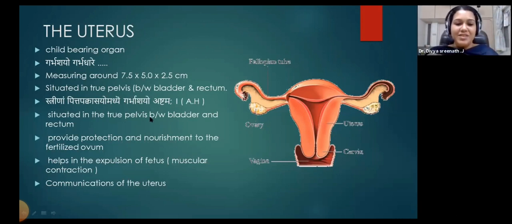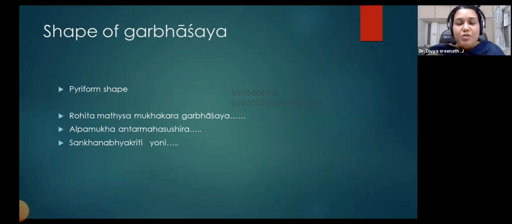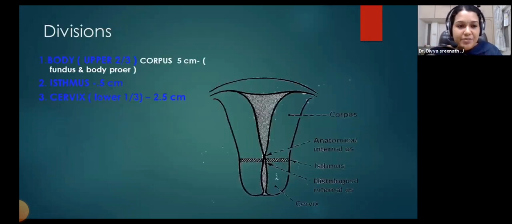The main function of the uterus is to provide protection and nourishment to the fertilized ovum. It also has a strong muscle that provides severe contraction during labor and helps in the expulsion of the fetus. The shape of the uterus is piriform, and in our classics it is described as Rohita Matsya Mukhakaram, Alpamukham and Mahasushiram, that is, the cervical opening is small and the uterine cavity is big, like the shape of a conch shell.